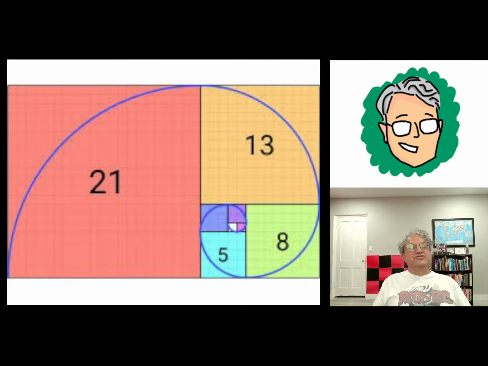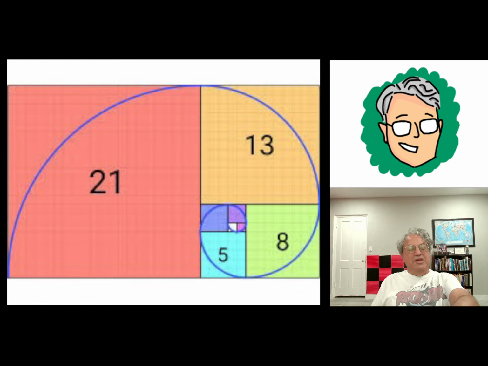So the first two have a radius of 1. The third one has a radius of 2. The fourth one has a radius of 3. That's f4. The fifth one has a radius of 5, then 8, 13, 21. I think you see how it works. And it's a very good approximation to what's called a logarithmic spiral. It's not quite a logarithmic spiral, but it's very close.